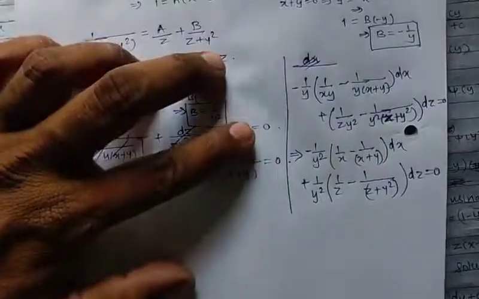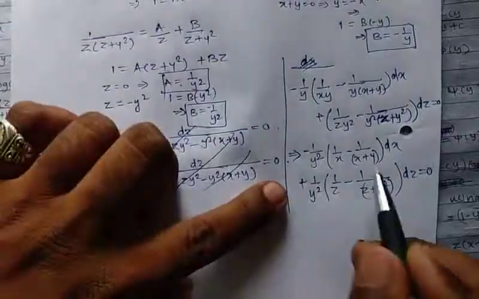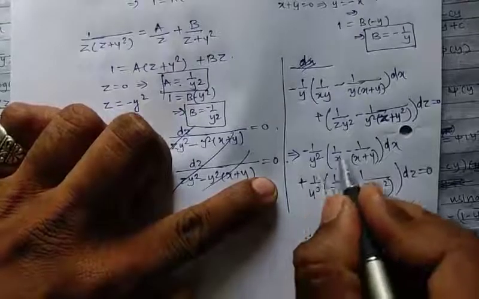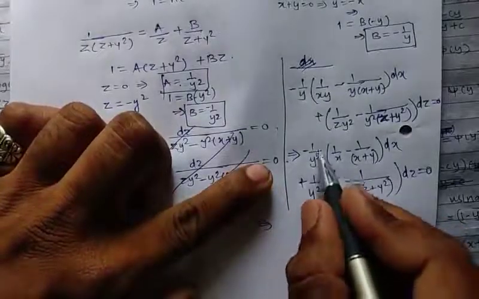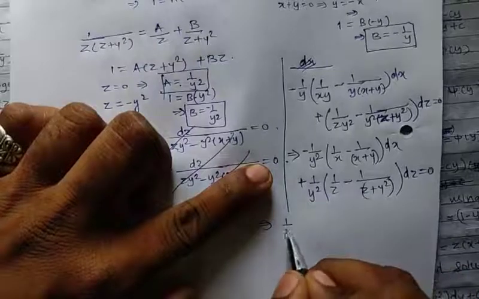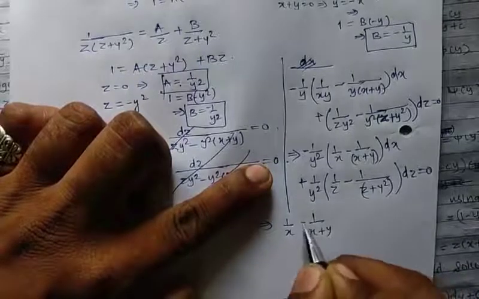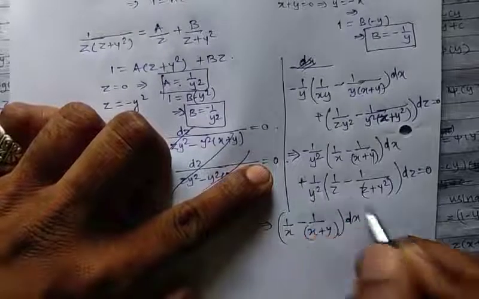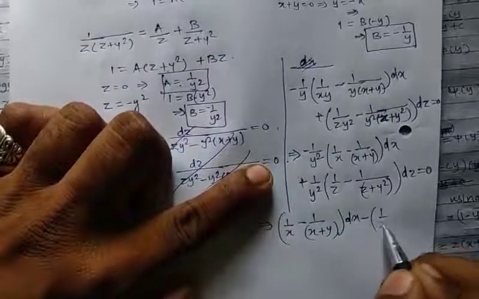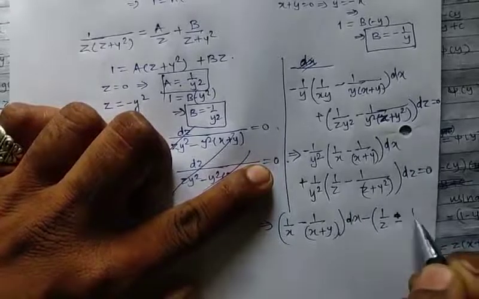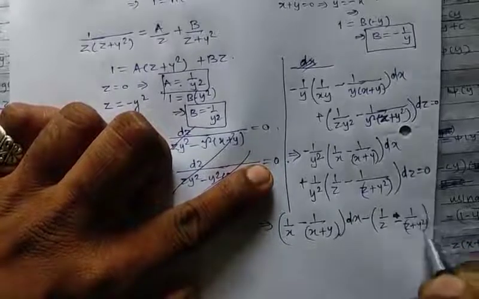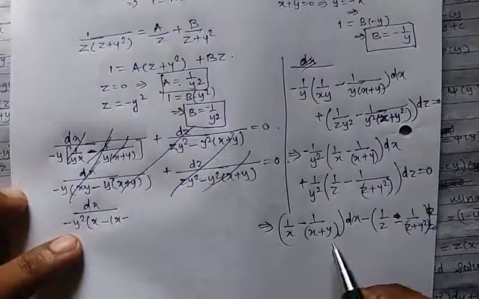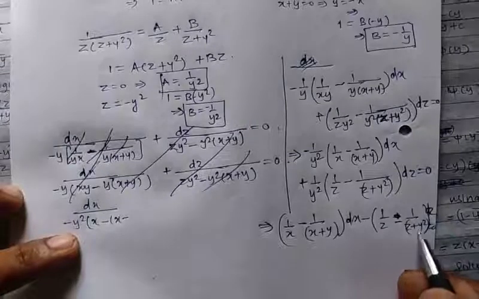Multiplying this equation throughout by minus y², the 1/y² cancels, so we get (1/x minus 1/(x + y)) dx minus (1/z minus 1/(z + y²)) dz is equal to 0. Alright, so we get this equation. This is variable separable form and here y is constant.